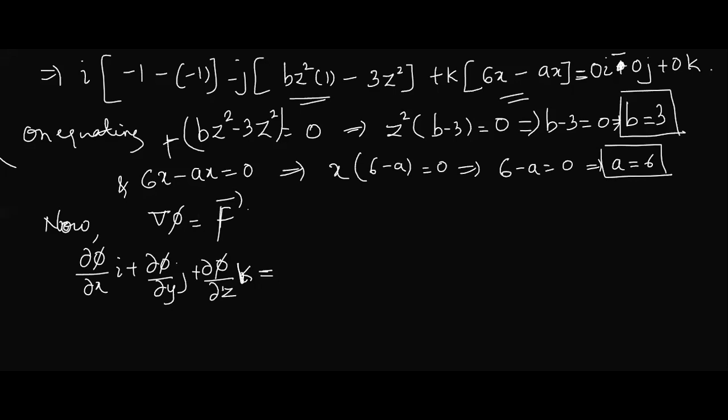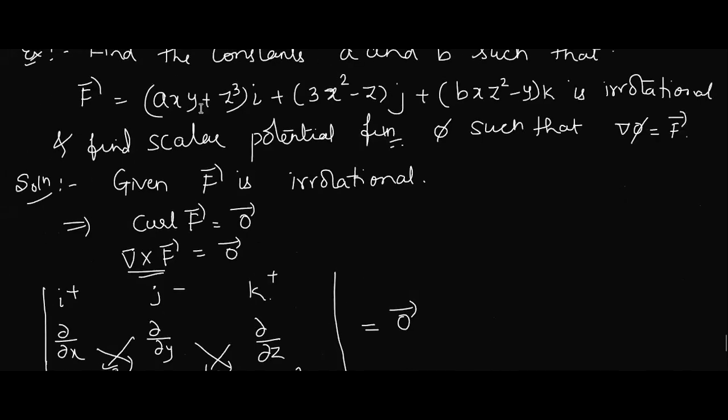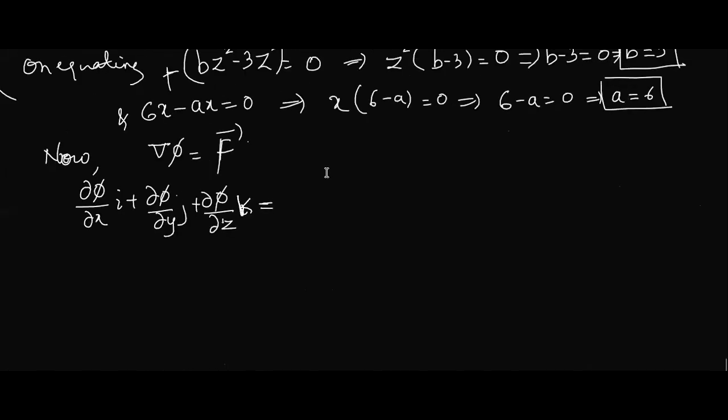See, you have here, F is this given field only. What I'm telling you is, in place of this A, write it as 6. In place of B, write it as 3, and tell me now, what is F? 6xy plus z cube.